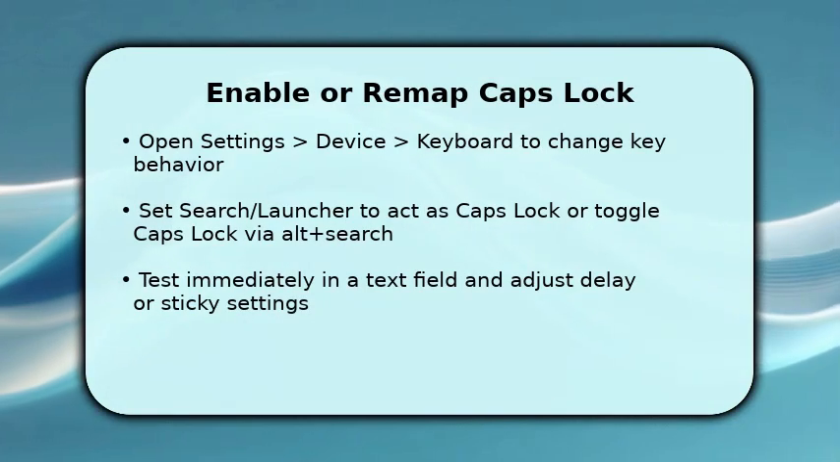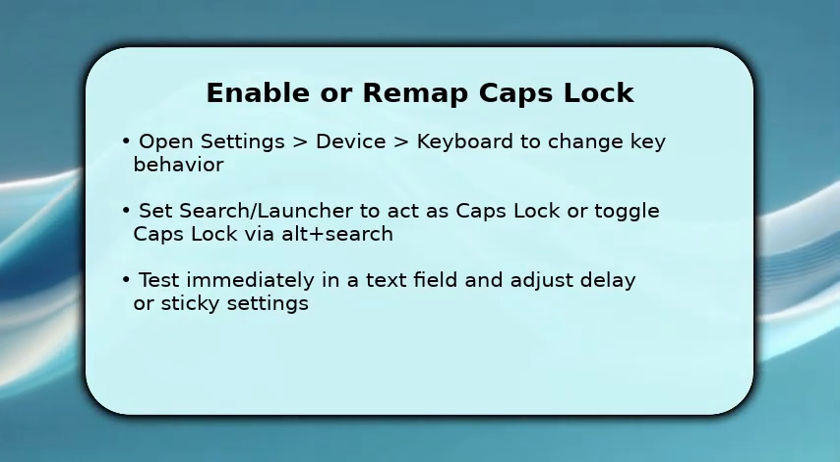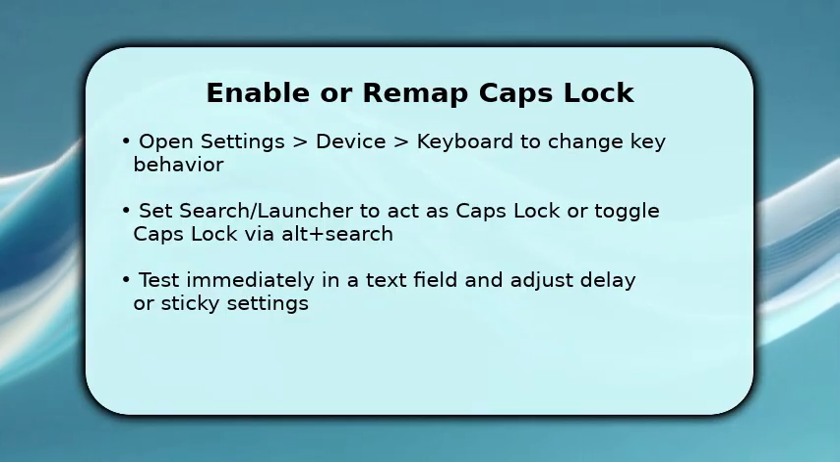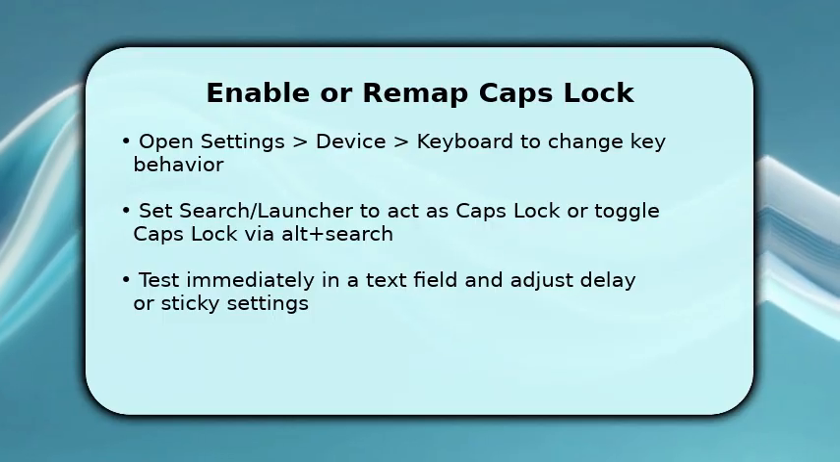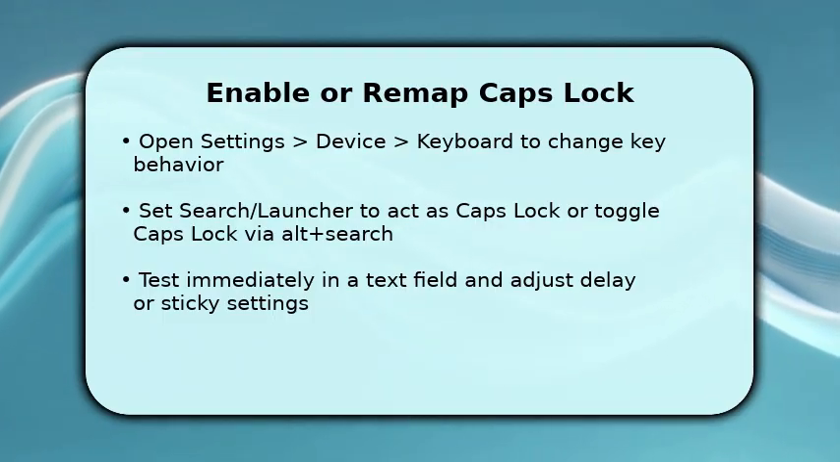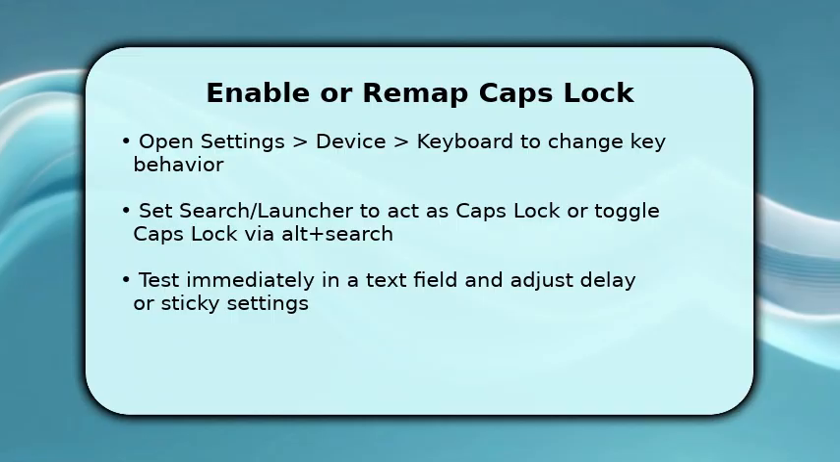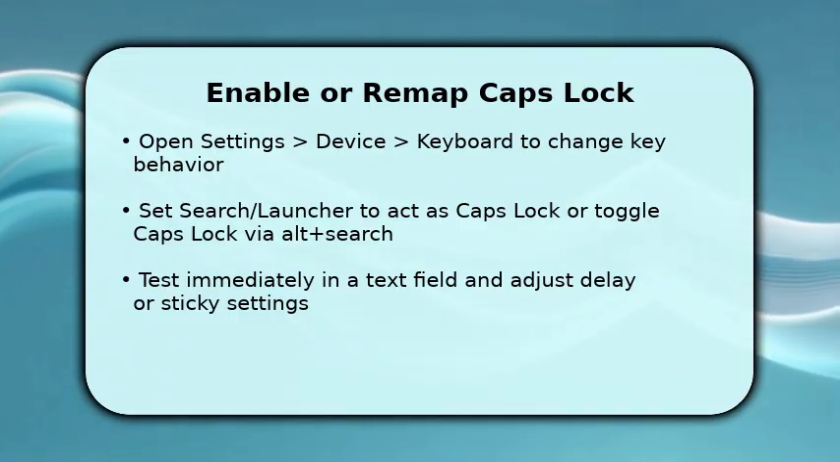Now change the behavior. In Keyboard Settings, locate the search or launcher key option and set it to caps lock if you want a dedicated key. Alternatively, make sure the Alt plus Search shortcut toggles caps lock for quick use. Once changed, test in a text field by typing a mix of lower and uppercase to confirm behavior.